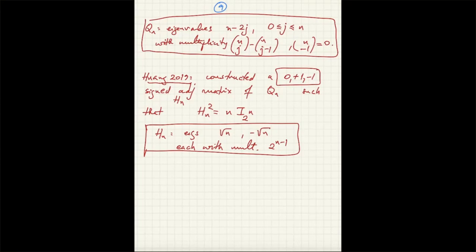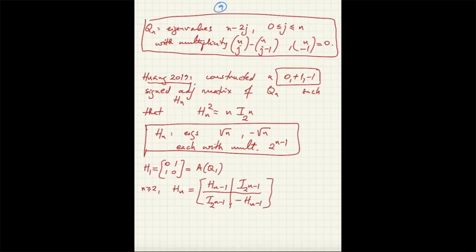H_1 is the original. This is the same as the adjacency matrix of Q1, this 2x2 matrix. And then for n greater than or equal to 2, H_n is, in block form, H_{n-1}, identity, identity, and here it's minus H_{n-1}. So this is almost the same as the adjacency matrix. So remember that the adjacency matrix of Q_n was of this form.